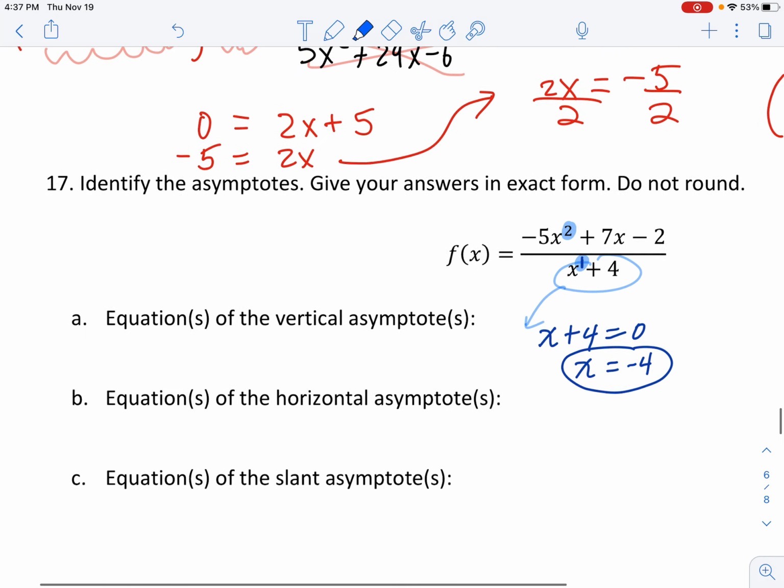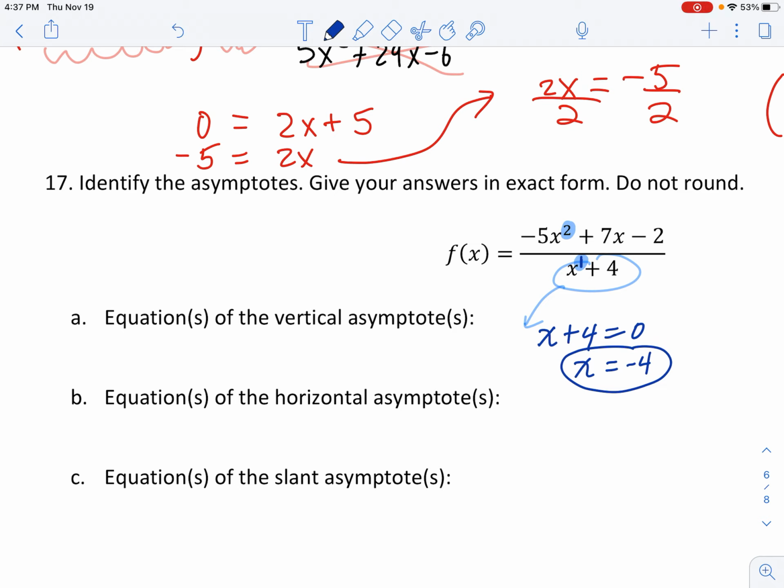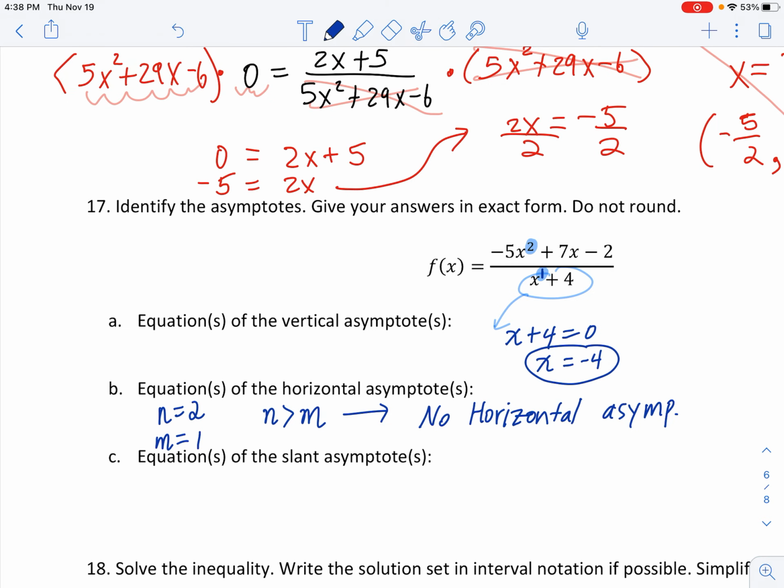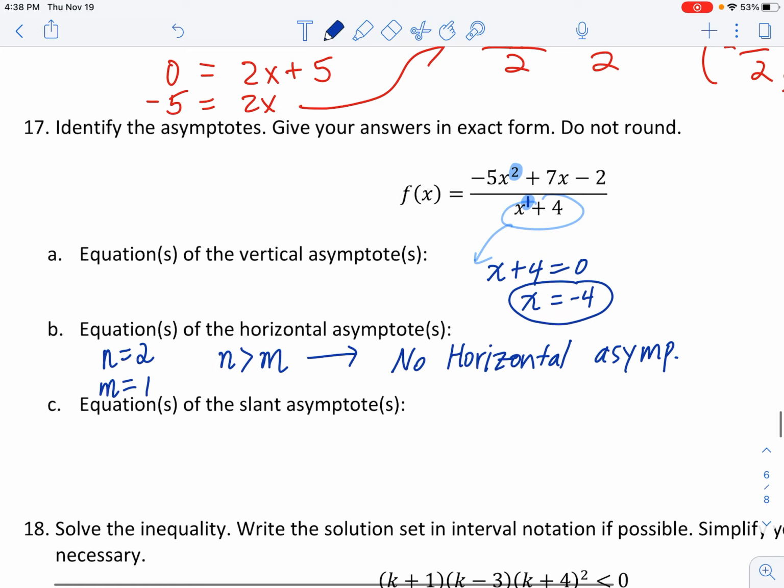Now, I know you got the notes. I know you guys have those notes all organized. N is 2 and M is 1. I can't remember what case number it was, but when N is greater than M, guess what? There is no horizontal asymptote. I guess I can just go ahead and say none here. But I'm sure when you go to calculus, you will be able to use limits to find these horizontal asymptotes instead of just using these cases.